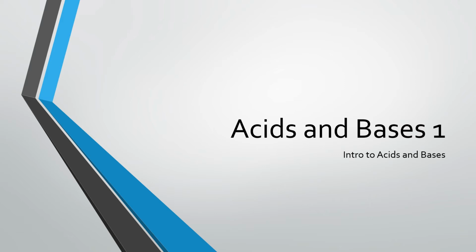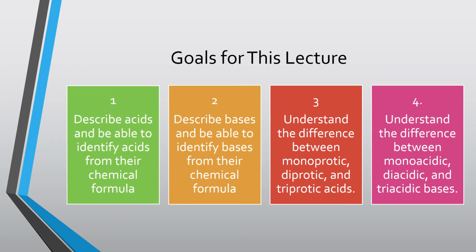Today we're going to start looking at acids and bases. Let's get into it. Today's video is going to be all about the basics of acids and bases. We'll look at what both acids and bases actually are and how to recognize them, at least in part, by their chemical formula. We'll then look at the different types of acids and bases. For acids, these are called monoprotic, diprotic, and triprotic acids, and for bases, they are monoacidic, diacidic, and triacidic bases.